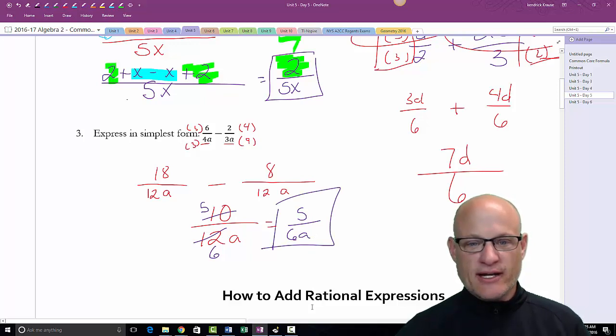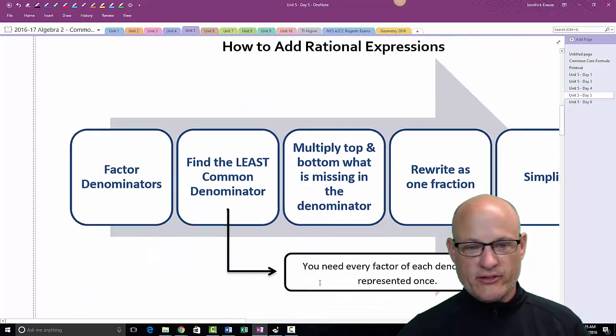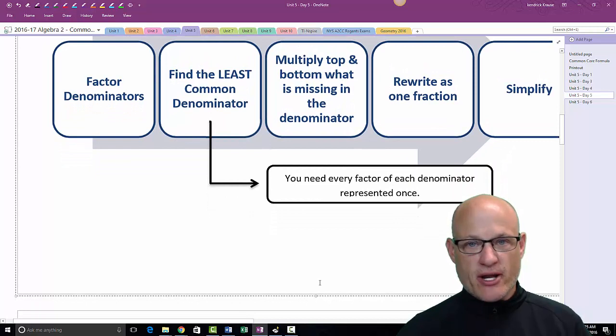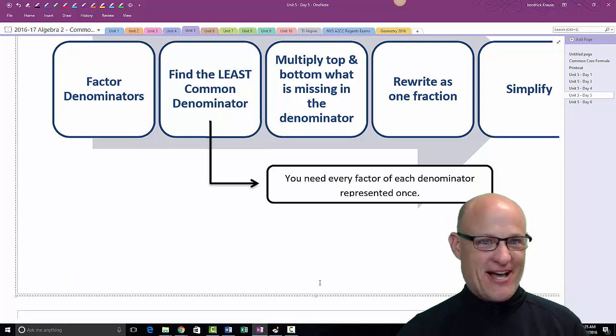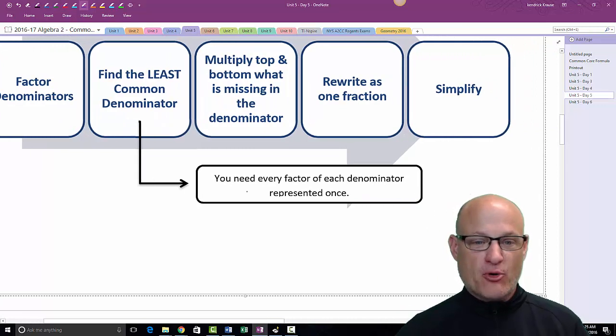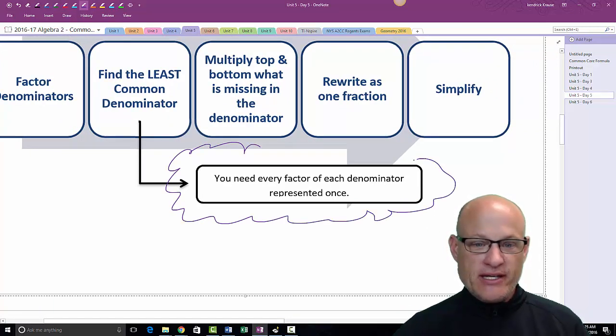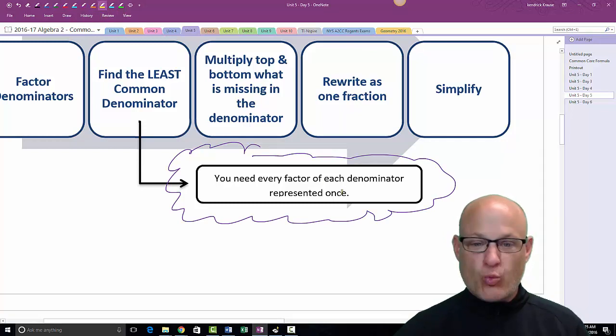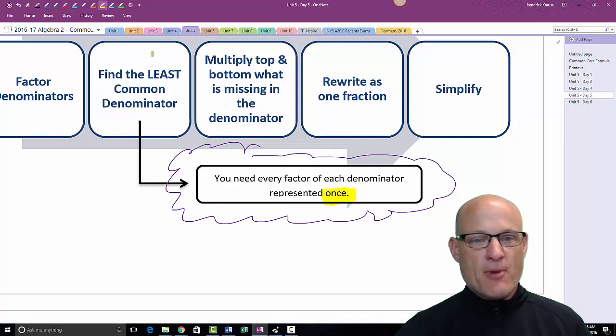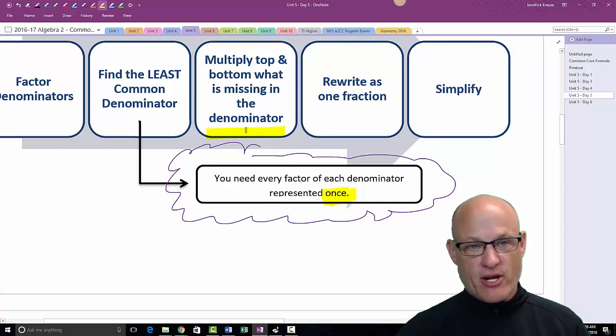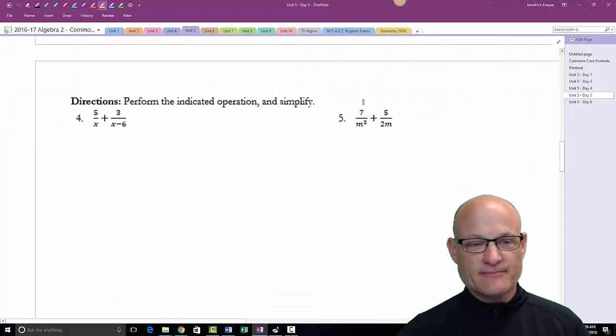Love math. All right, now we're going to talk about some rational ones, some crazy ones. We got to factor the denominators. Factoring and fractions fun. The triple F. Find the least common denominator. Here's a big important piece. You need each factor of the denominator represented once. As long as it's represented once, it's part of the common denominator. Multiply the top and bottom for what is missing in the denominator. Rewrite as one fraction and simplify. So we're going to walk through those steps in a concrete example right here.